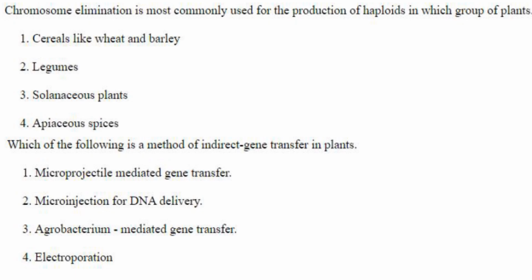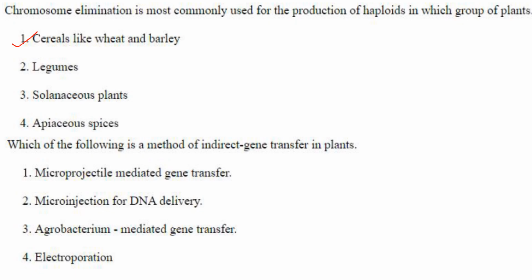Then next one. Chromosome elimination is most commonly used for the production of haploids in which group of plants? It is seen in cereals like wheat and barley. Answer is option 1.